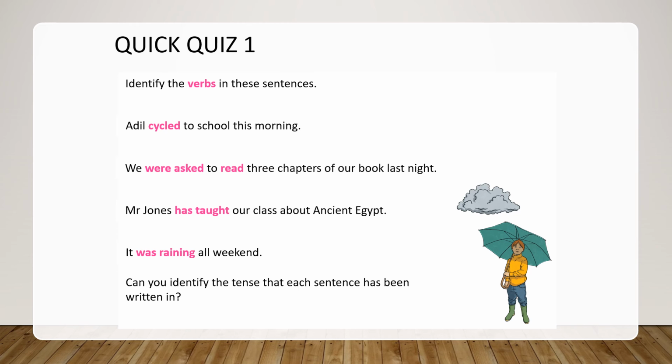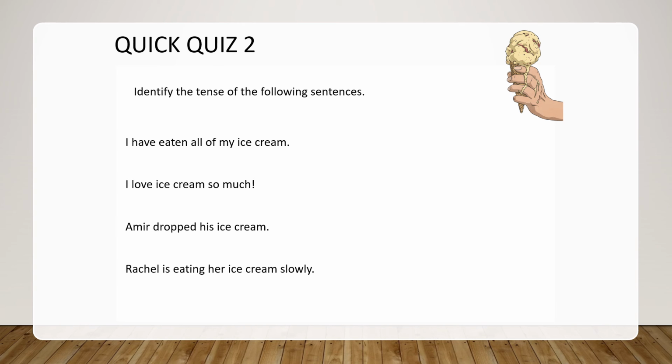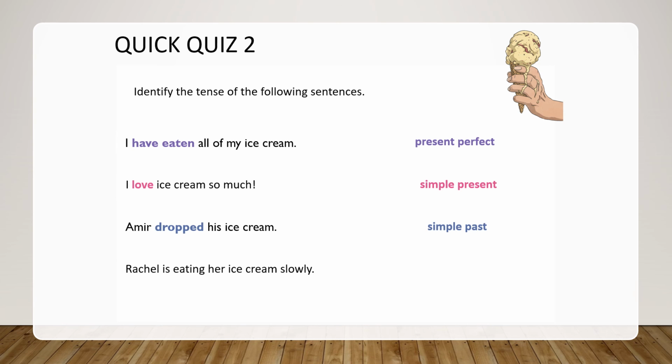Can you identify the tense that each sentence has been written in? Identify the tense of the following sentences. I have eaten all of my ice cream is in present perfect. I love ice cream so much is in simple present. Amir dropped his ice cream is in simple past. And Rachel is eating her ice cream slowly is in present progressive.